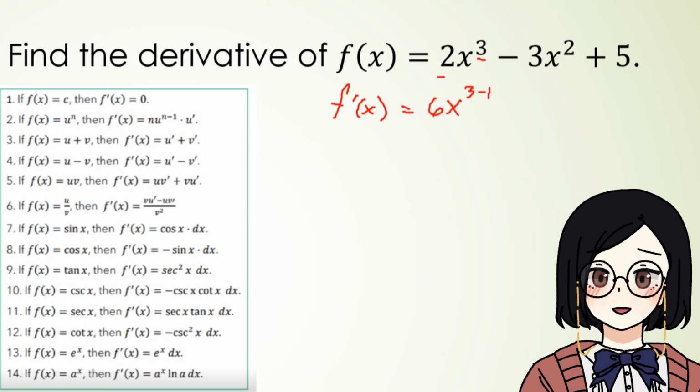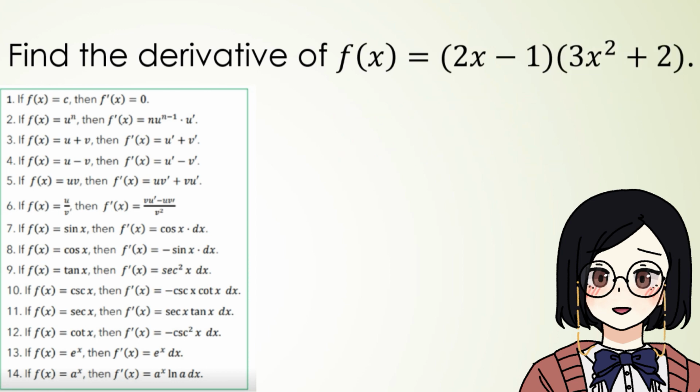Repeating the same process, we will have 2 times 3, that is 6. And then x will have an exponent of 2 minus 1. Now remember that whenever we have a constant, the derivative is 0. Simplifying further, we shall have f prime of x is equal to 6x squared minus 6x. Now let's have example number 6.